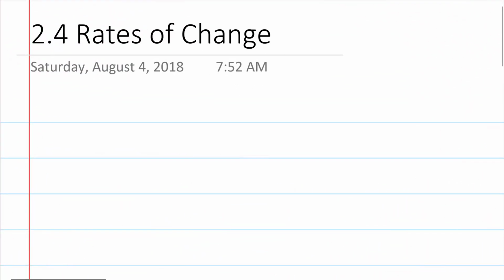Section 2.4, Rates of Change. So to start off this section, we're going to start by talking about what is rate of change.